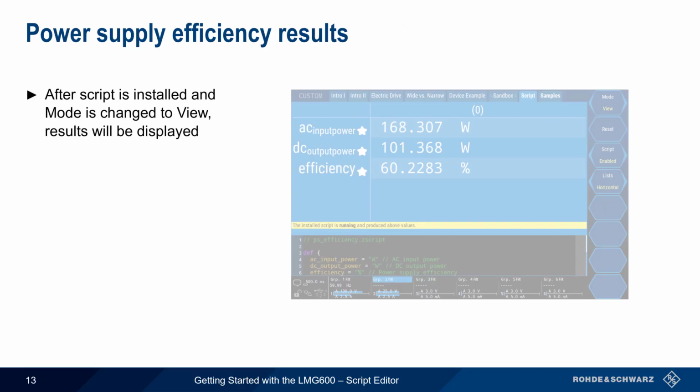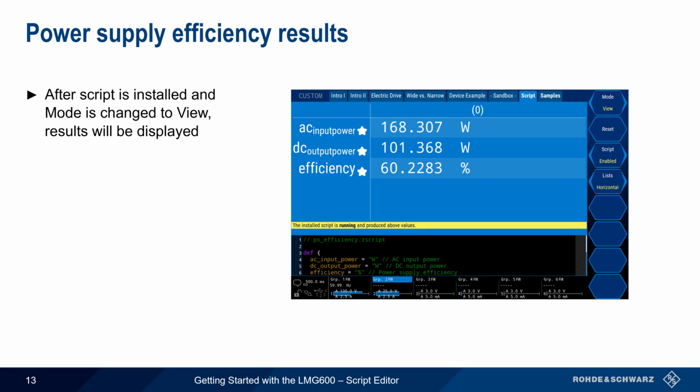After the script is installed and mode is changed to View, the values of AC input power, DC output power, and efficiency will all be displayed with their appropriate units. These values will also be updated with each measurement cycle.